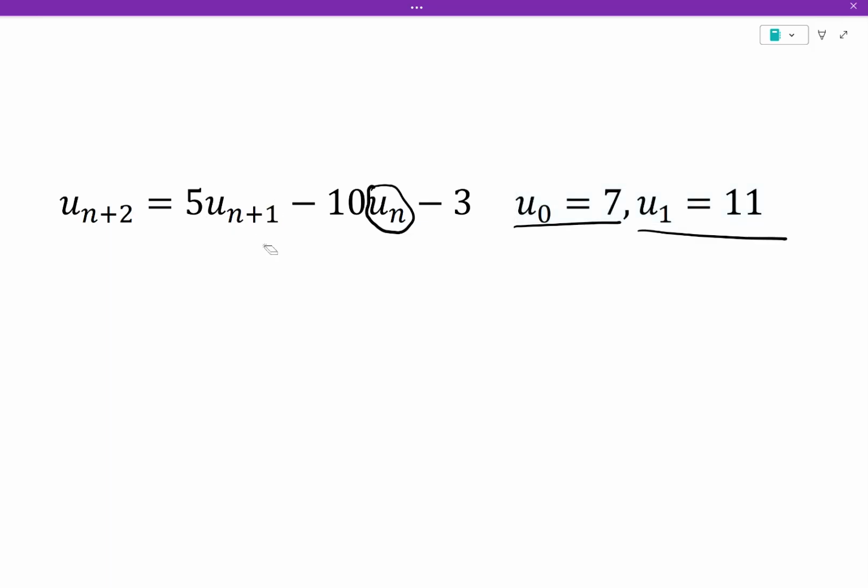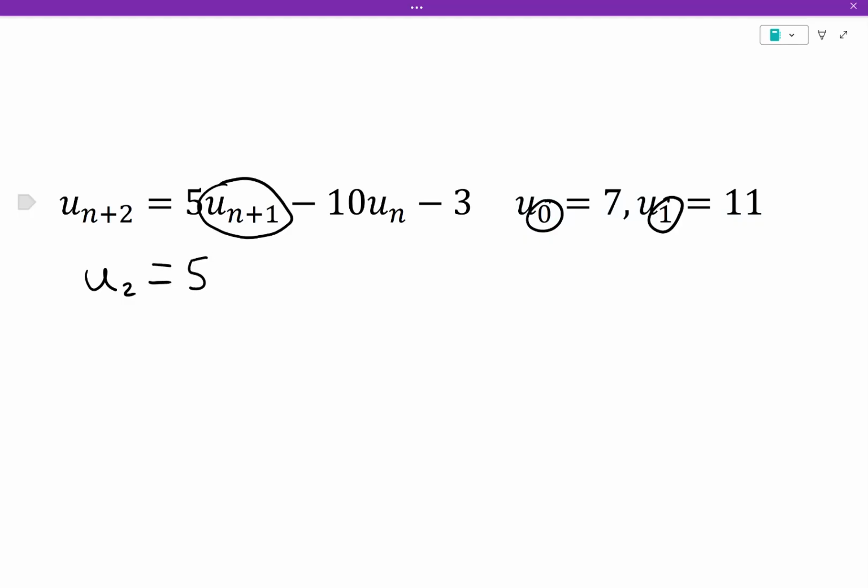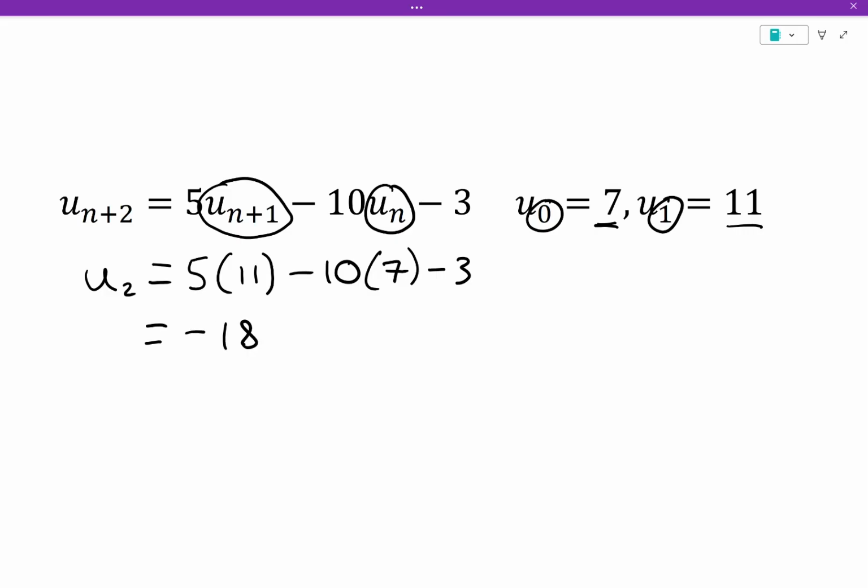So if I was using this, we've got u0 and we've got u1, so we can find u2 by doing 5 lots of the term before that, so that would be u1, which is the 11. Subtract 10 lots of the term before that, which is the 7, and then subtract 3. And then you would calculate that, and that would give you u2. So we would get negative 18.